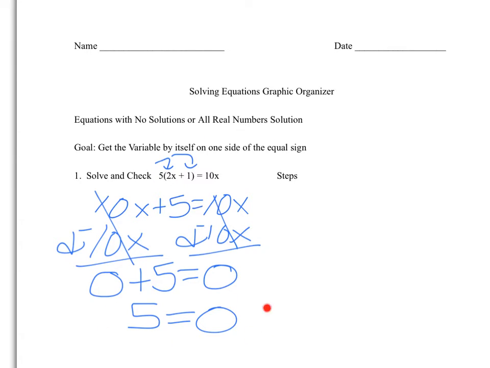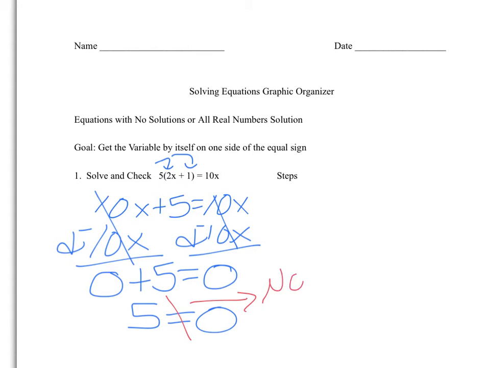So now we need to look down here at what we think is our answer, 5 equaling 0. You need to ask yourself, will 5 ever equal 0? And hopefully you agree with me that the answer is no. 5 will never equal 0.